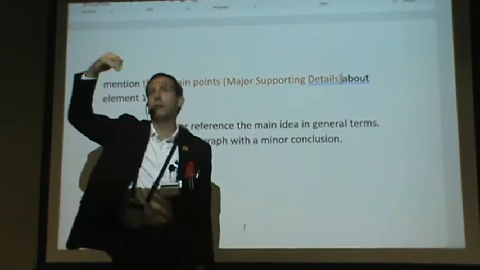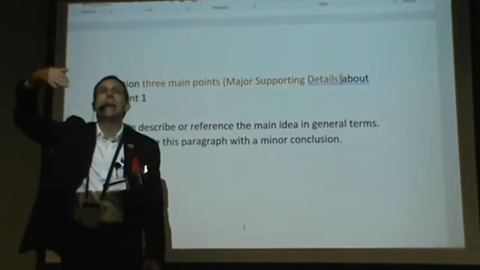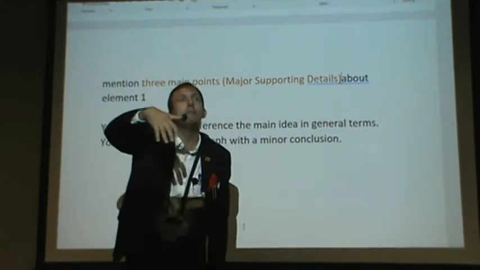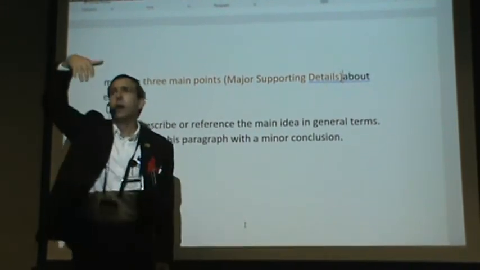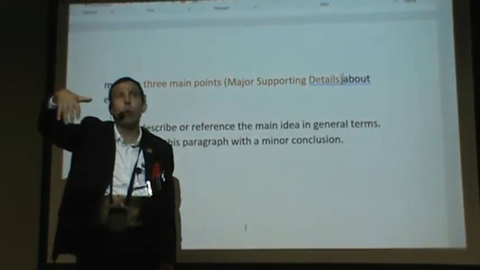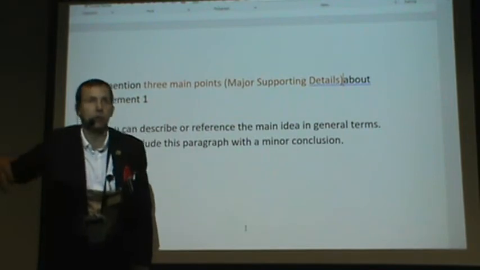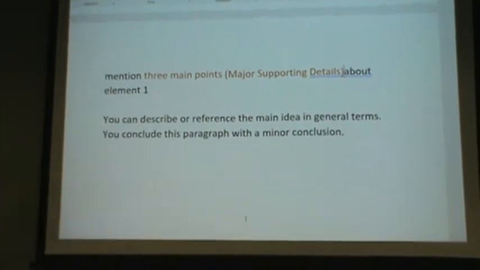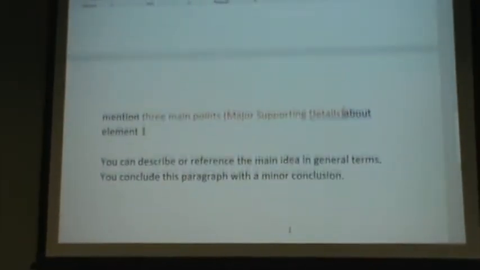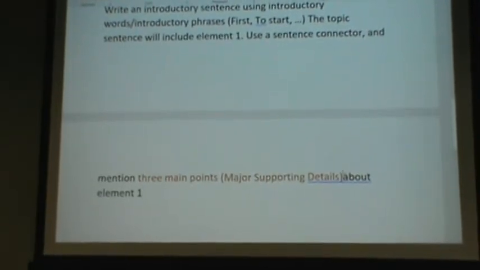Now, element number 1 will have major supporting detail 1, major supporting detail 2, and major supporting detail 3. And then major supporting detail 1 will have minor supporting detail 1, minor supporting detail 2, minor supporting detail 3. Element number 1, major supporting detail 1, minor supporting detail 1, 2, 3. Do you see the mathematical nature of writing? Okay, let's do it. So, hold on a second. Let me take this out of the picture. Okay, here we go.